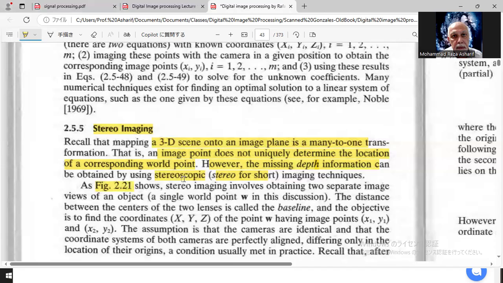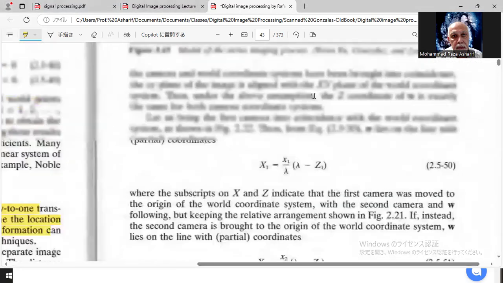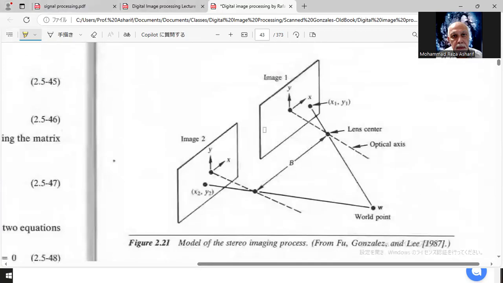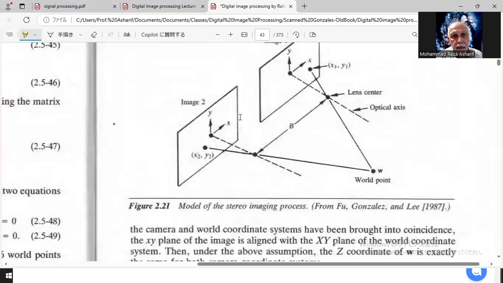For instance, if we look at figure 2.21 here, we have two images, image number one and image number two, which are aligned for the x and y axes, and they have the same z axis. The distance z is the same from the world point, but we have two images, x1, y1 and x2, y2, like a human being with two eyes, a left eye and a right eye. And this B is the distance, which is the baseline. I will tell you about this next.